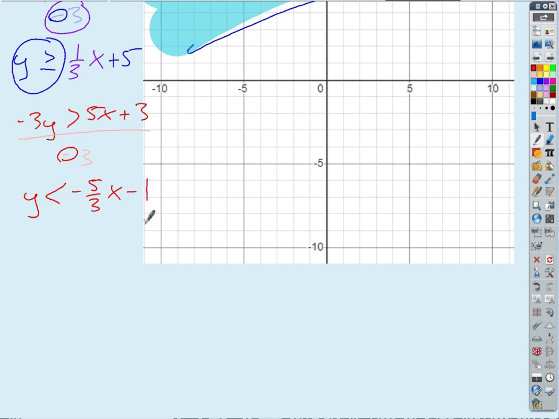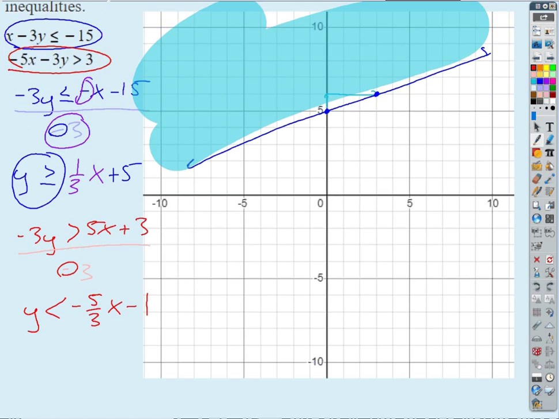Okay? So then when I graph this, I'm going to start at negative 1. I'm going to rise by how much? Negative 5. So I'm going down 5. I'm going to run by 3.